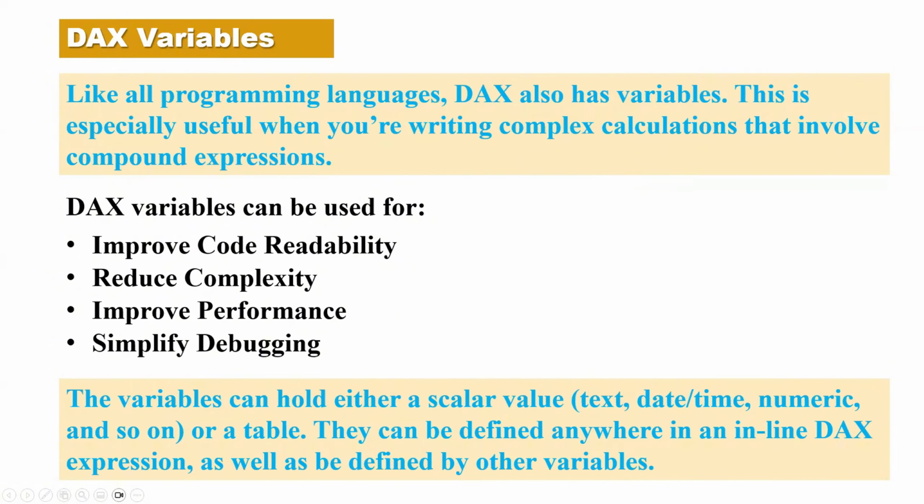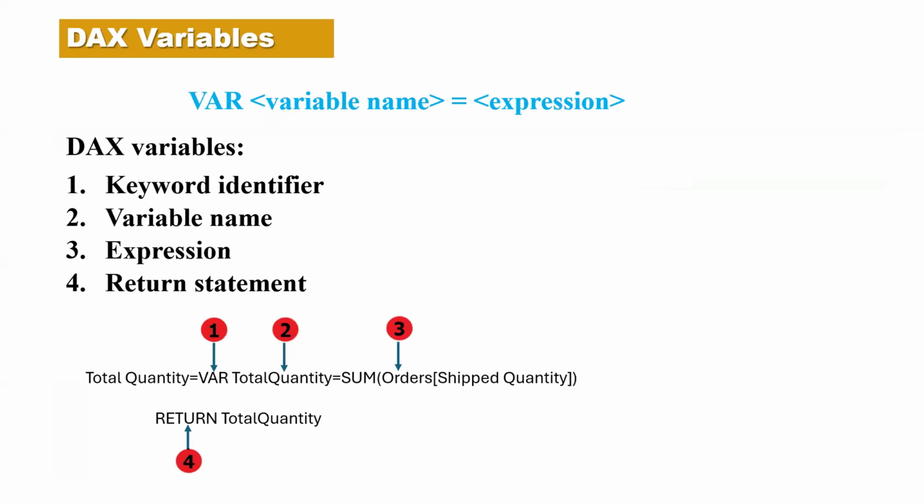Now let's look at how to declare DAX variables and assign values to them. Variables are declared within a DAX expression using the var statement. DAX variables are not strongly typed, meaning they can hold either a scalar value, such as text, date, time, or numeric data, or a table. The variable automatically takes on the data type of the value assigned to it. Because of this, DAX variables are declared and assigned a value at the same time.